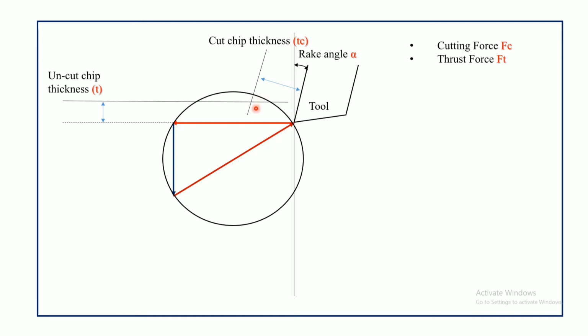Now through their point of intersection and through the point of the tool tip, we can draw a line which intersects the circle at a particular point. Now the line drawn from these two intersection points is the shear force, and the angle made by this shear force with the tool travel, or we can say cutting force, is the shear angle.